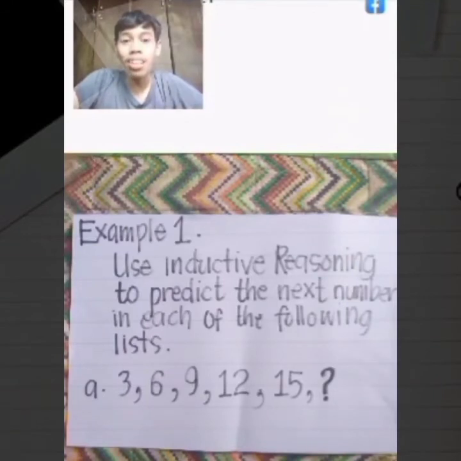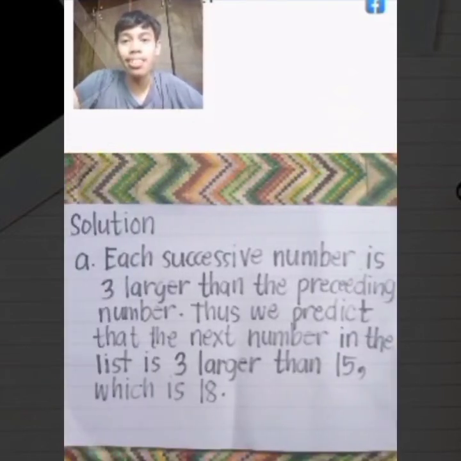Use inductive reasoning to predict the next number in each of the following lists. Letter A: 3, 6, 9, 12, 15. This series of numbers, what comes next after 15? Here's the solution. Each successive number is 3 larger than the preceding number. Thus, we predict that the next number in the list is 3 larger than 15, which is 18.